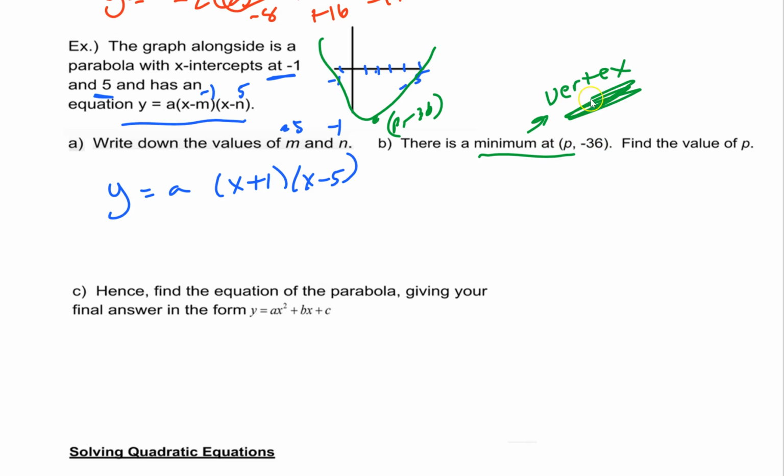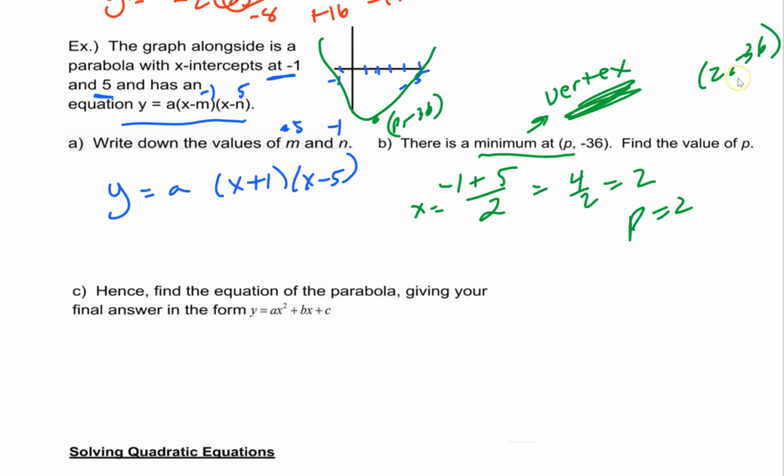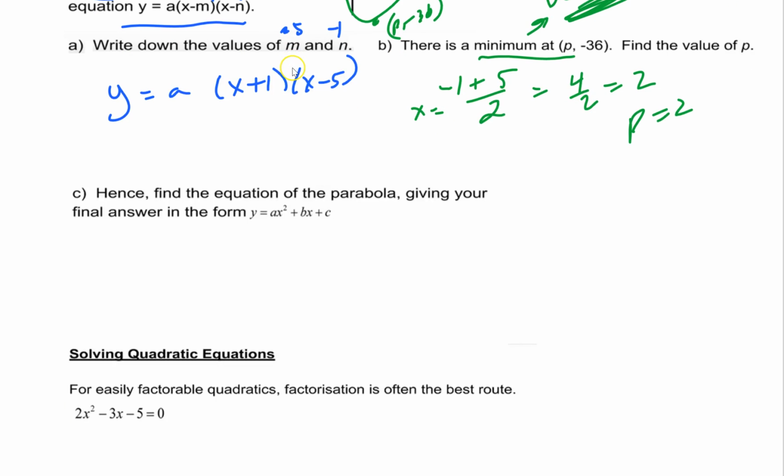Well, we know how to find the x on the vertex, right? It's halfway between our x-intercepts. So all I gotta do is go -1 plus 5 divided by 2. That's how you find the x on the vertex if you have the x-intercepts. So you're gonna be 4 over 2 or just 2. So p just equals 2. My vertex is at (2, -36).